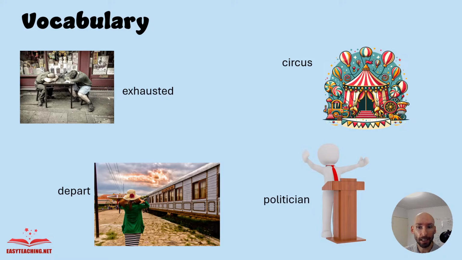And the word politician. The politician, the person that we elect and we hope that they keep the promises that they make. Politician. Okay, take a moment just to have a look at some of those words and write them down if you need.